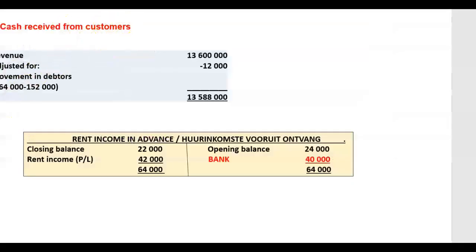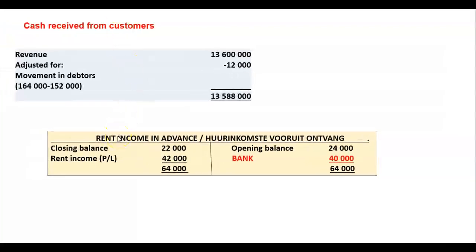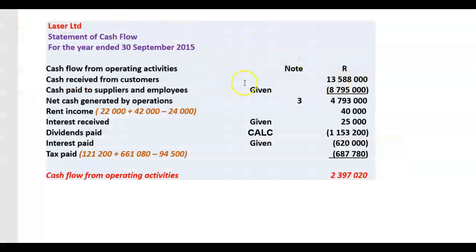Let me just move this thing. It's a little bit out of balance. Right. Cash received from customers then is our revenue of 13.6 million Rand. Our movement in debtors is the 164,000 less the 152,000. And that gives us then an increase in debtors, which represents an outflow of cash of 12,000. So cash received, 13,588,000. Cash paid to suppliers and employees was given to us, so we can just plot it down, 8795. The difference between the two is net cash generated by operations. So let's stop there and let's start doing the reconciliation note.